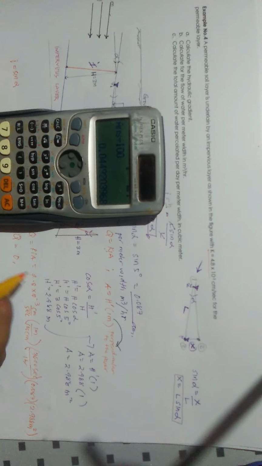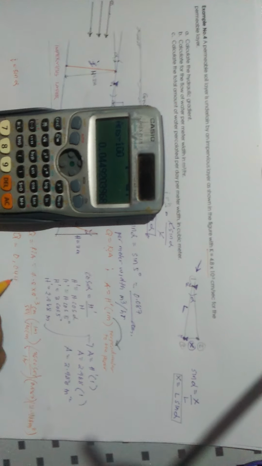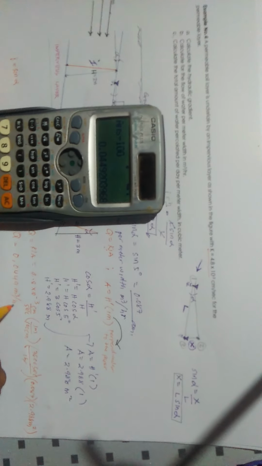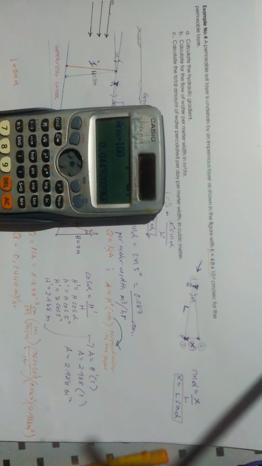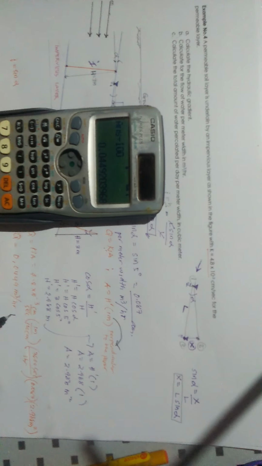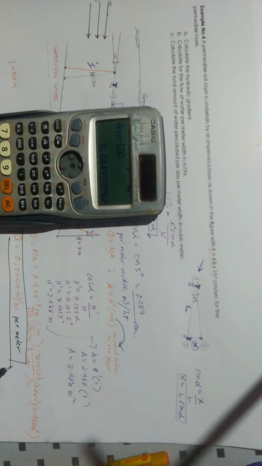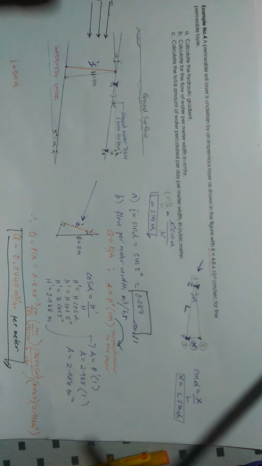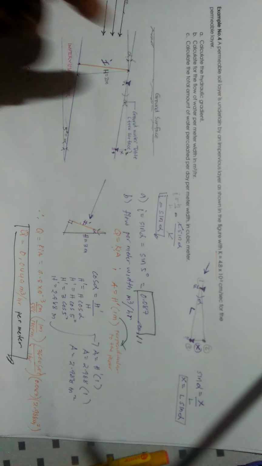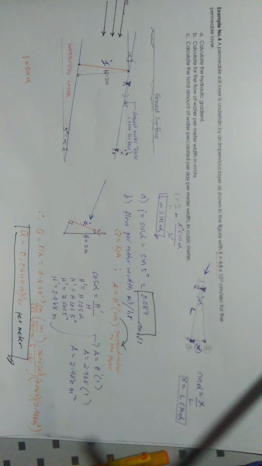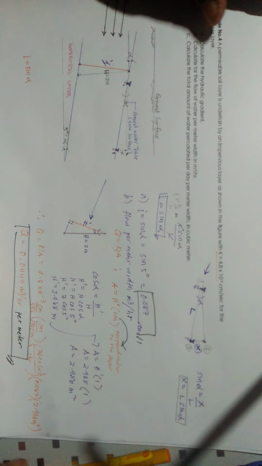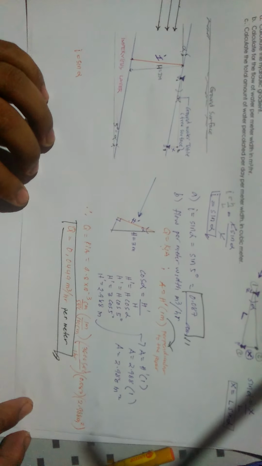May 0.0449 meter cube per hour. Sulat ko lang. Per meter. Okay? So, yan lang. Yan lang kadali. And then last, ang last naman is what? Calculate the total amount of water percolated per day per meter width in cubic meter. Again, amount of water sa per cubic meter yan. Diba? Yes or no? Yes.